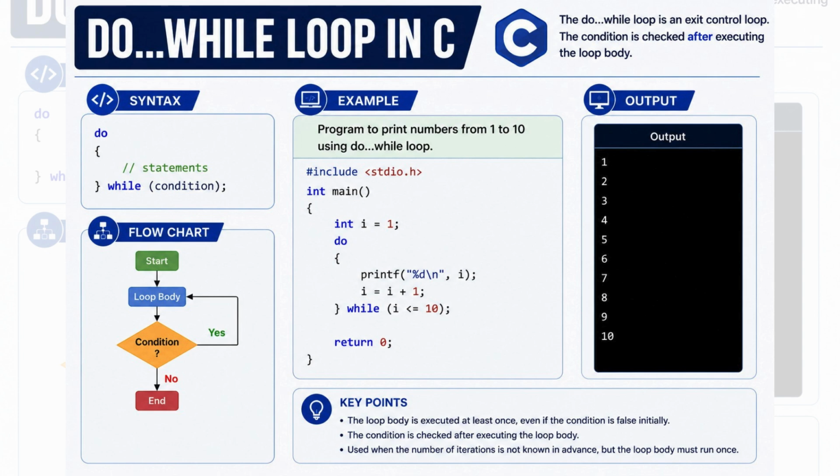The flowchart clearly illustrates this behavior. The program starts by executing the loop body first, then checks the condition. If the condition is true, the loop repeats, otherwise the program ends. The output displays the numbers 1 to 10. The most important point to remember is that the do while loop always executes at least one time, making it ideal when the loop body must run before checking the condition. This is all about the do while loop.